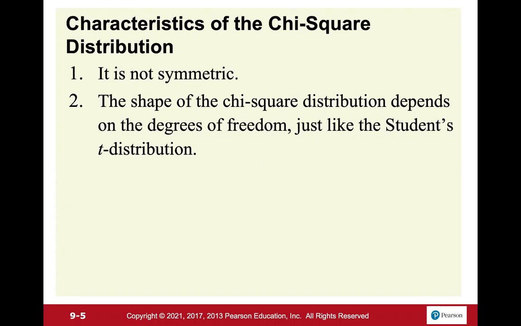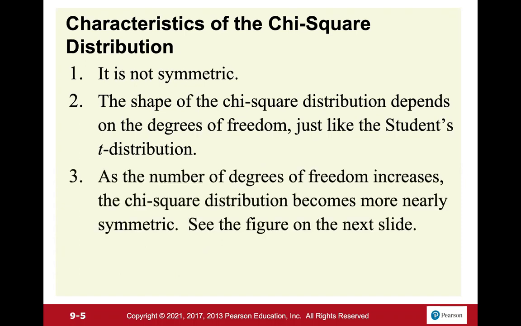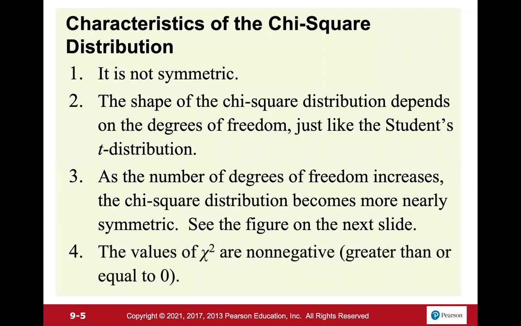The shape of the chi-square distribution depends on the degrees of freedom, just like the student's t distribution. Some of them are going to look like this, others are going to look a little bit more normal like this. It just depends on what the degrees of freedom are. As the number of degrees of freedom increases, the chi-square distribution becomes more nearly symmetric. We can check out the figure in the next slide. The values of chi-square are non-negative, so greater than or equal to 0.